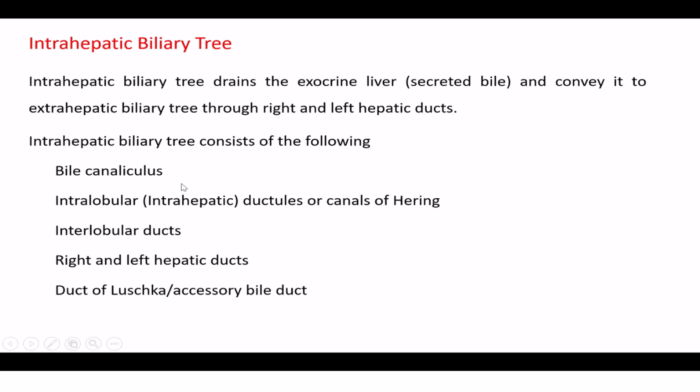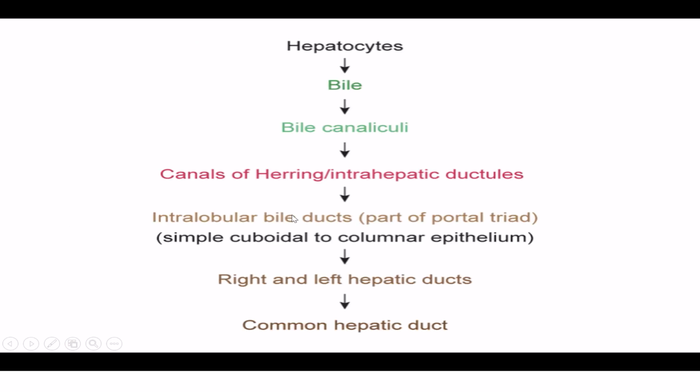So this is the exocrine part, especially if you see the intrahepatic biliary tree consists of the bile canaliculi between the two hepatocytes, then intralobular ductules called canals of Herring, and interlobular ducts, then right and left hepatic ducts. Sometimes there might be ducts of Luschka, otherwise called accessory bile duct.